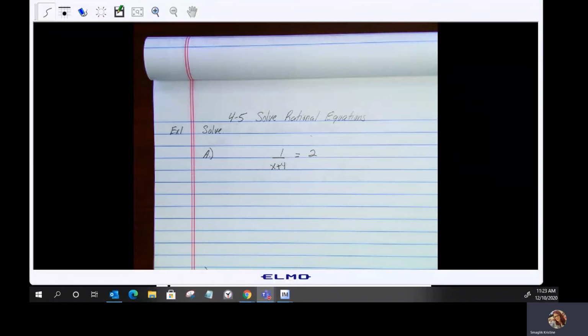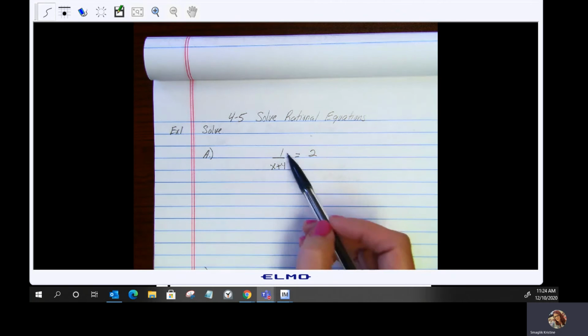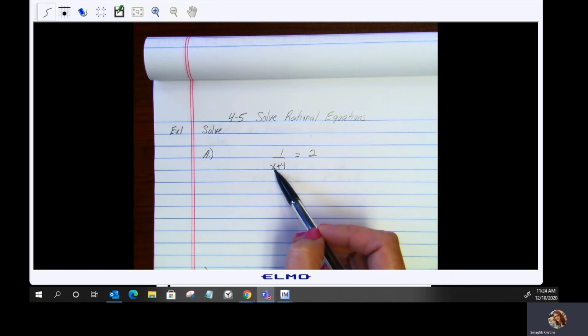Let's take a look at 4-5. We're going to solve rational equations. And if you recall, a rational number is a fraction. And so when we're solving rational equations, we are solving equations that have fractions, and our fractions are going to have variables in them. So we're still going to use our properties of equality.